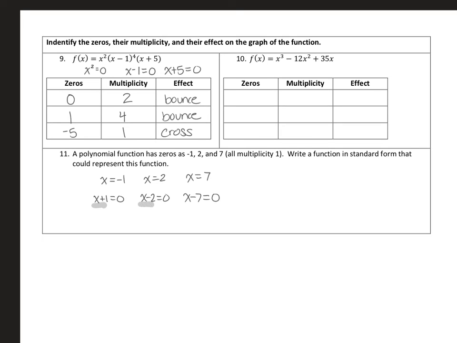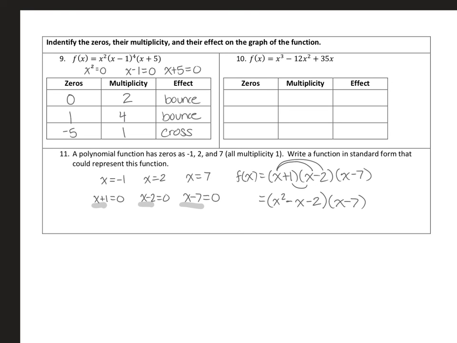These are my factors. So in my polynomial function, I'm going to have x plus 1 times x minus 2 times x minus 7. This is in factored form. We need it in standard form, so we need to FOIL. First I'm going to FOIL these first two, so I will get x squared minus 2x plus x minus 2. Let me simplify this really quick: negative 2x plus x gives me negative x. So x squared minus x minus 2, and then x minus 7.